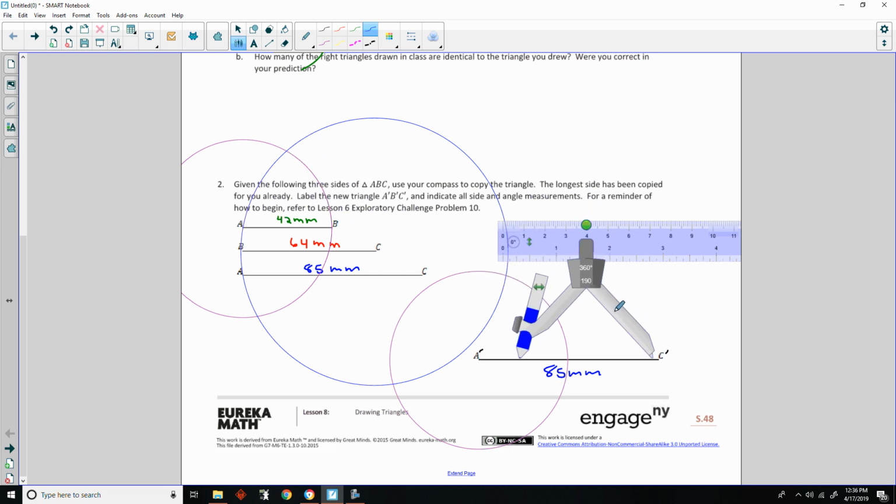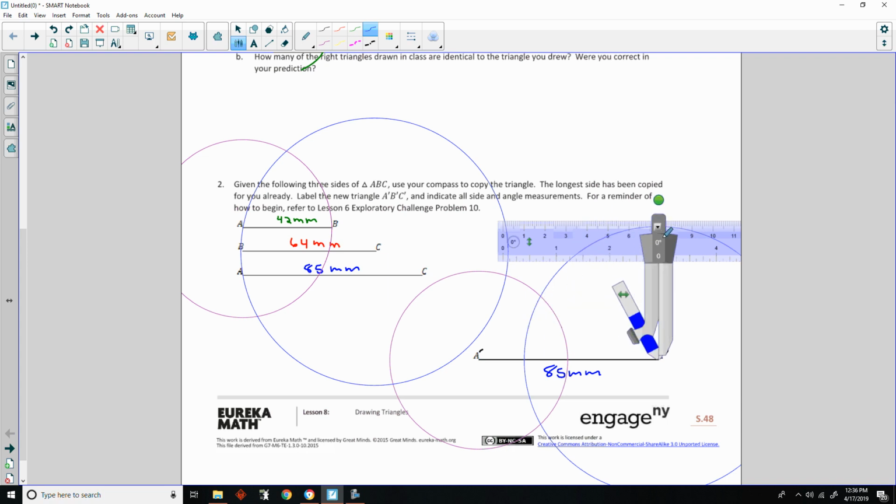So if I put my compass right here on C prime, and we want to be as accurate as possible, that looks pretty good right there, and then draw a circle all the way around like that, okay, then you see that this circle would be identical to this one, same radius anyway. Okay, so now that I've used my compass, I can get rid of that.